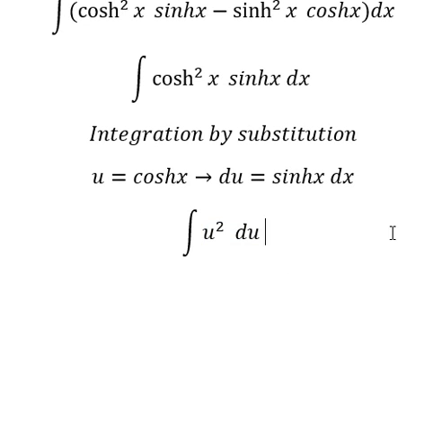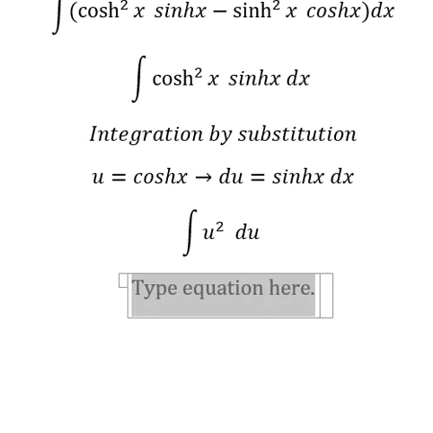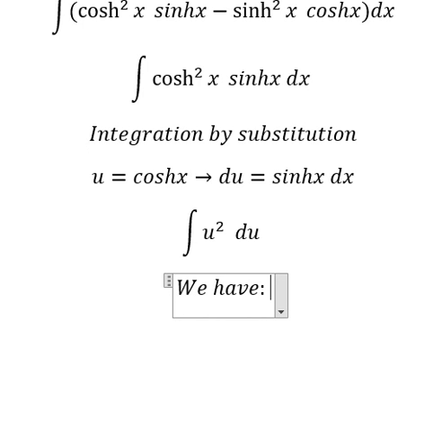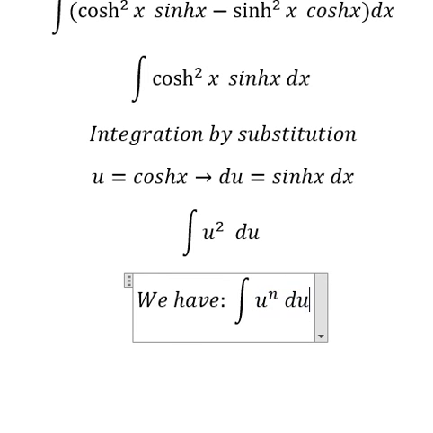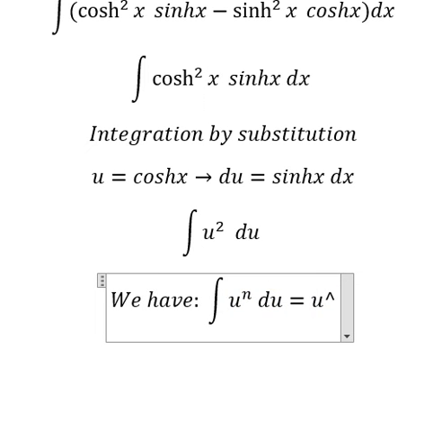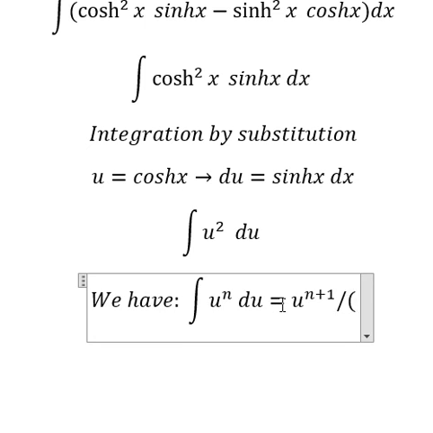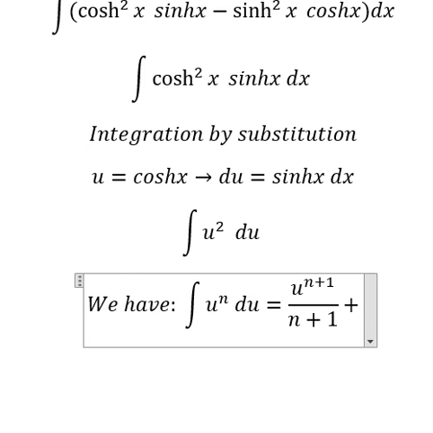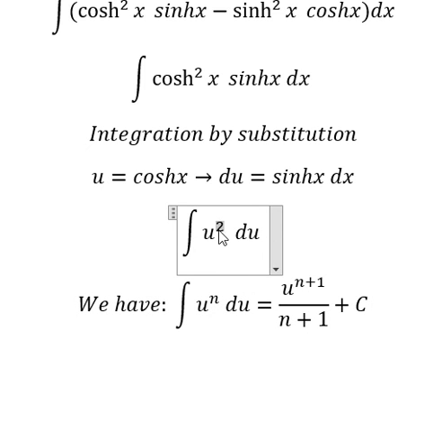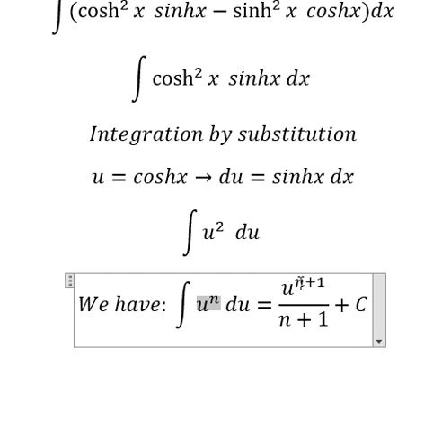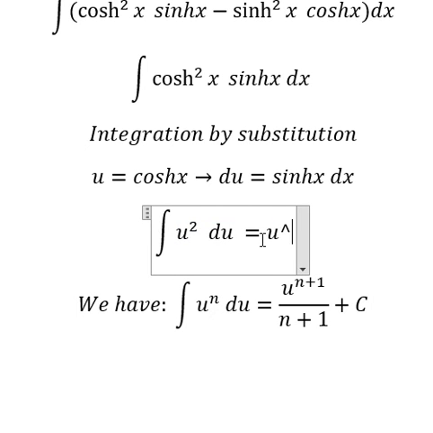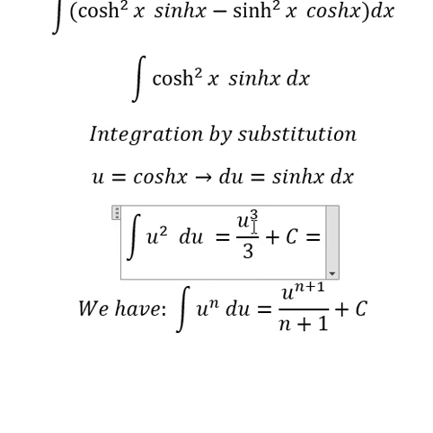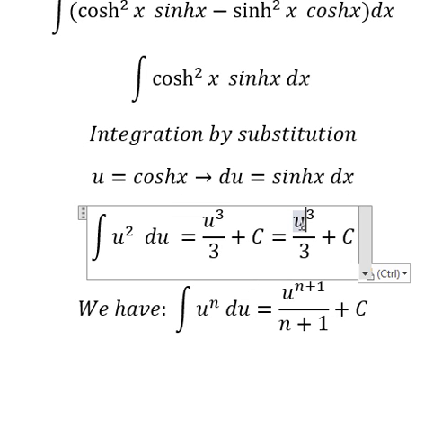Now we have the formula in here. So we have u to the power of n du. So this one we have u to the power of n plus 1 over n plus 1, and I will put c. Now I will put number 2 going here, and we have 2 plus 1 equals to number 3. About u, that is about cos x.